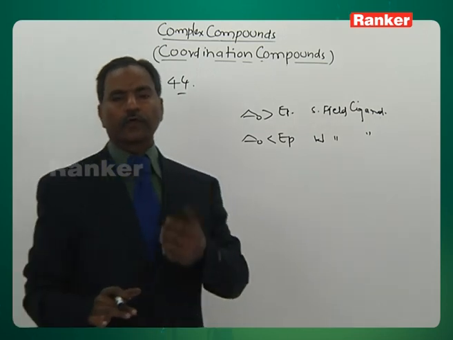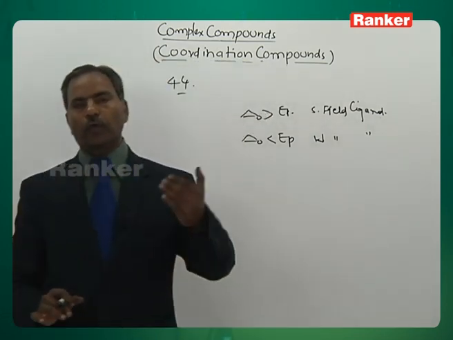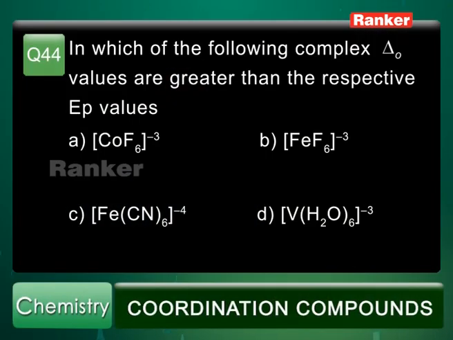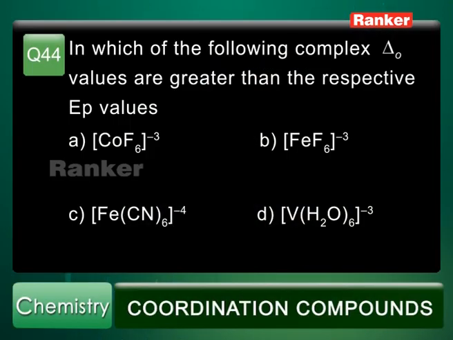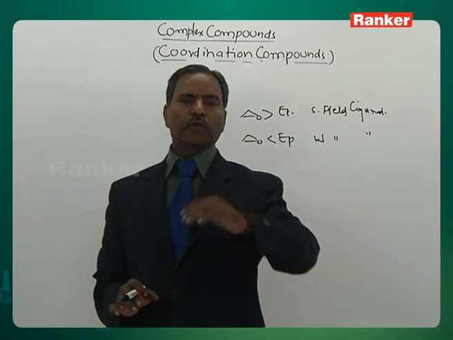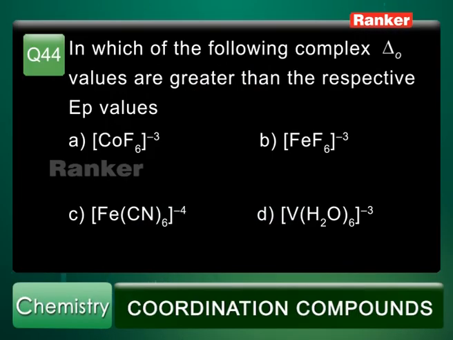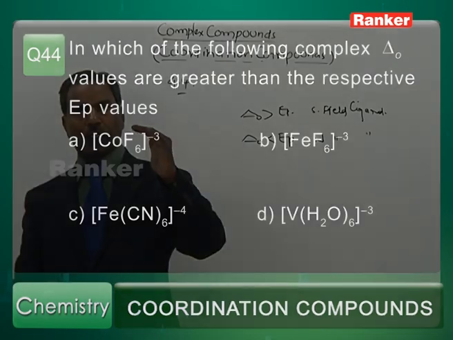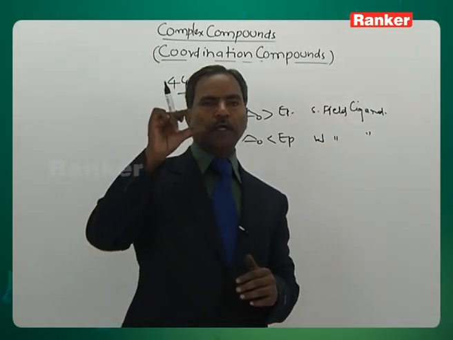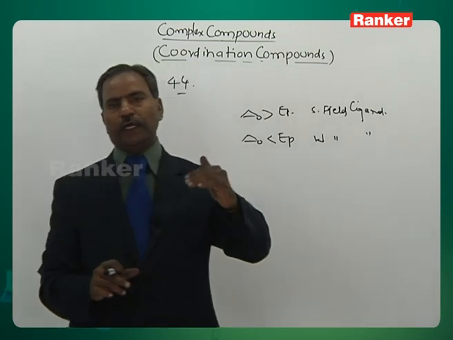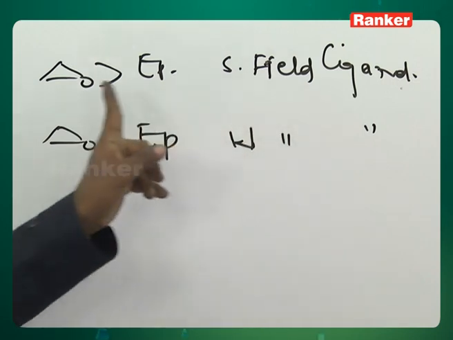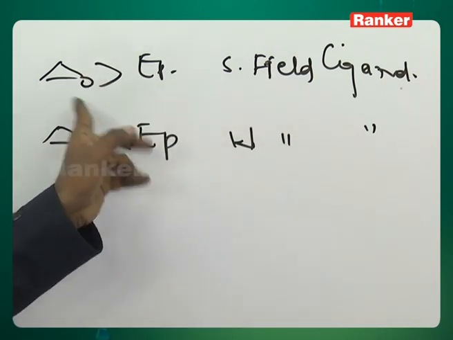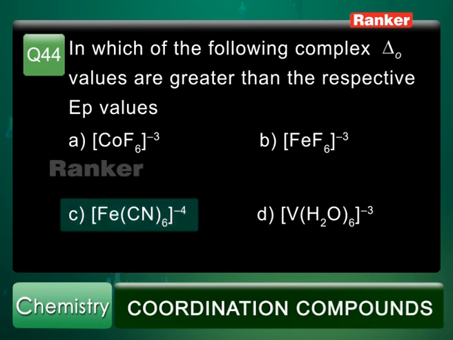So what is the question? In which of the following complexes are delta O values greater? There should be a complex with a strong field ligand. Coming to option A, [CoF6]3−, the fluoride ligand is weak field. Option B, [FeF6]3−, again the fluoride ligand, weak field. Option C, [Fe(CN)6]. Among options A, B, C, D, only in complex C, [Fe(CN)6], CN is the strong field ligand. Wherever a strong field ligand is there, delta O dominates the energy of pairing EP. Therefore, the answer is C.